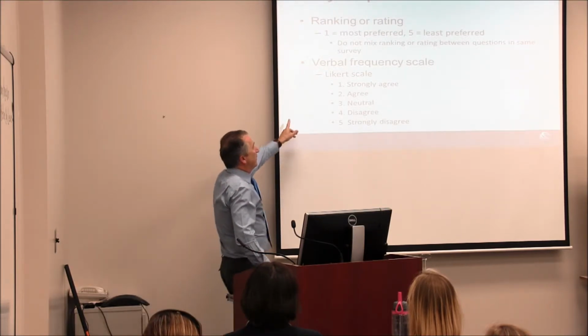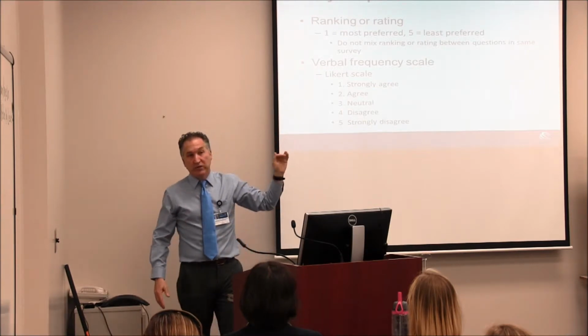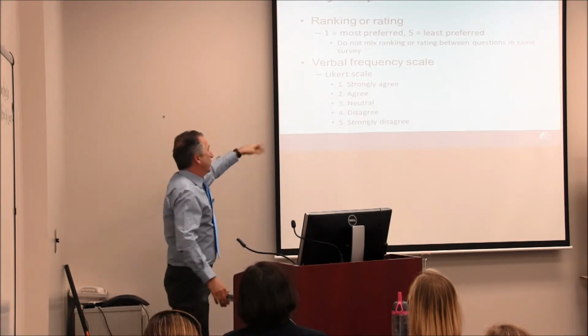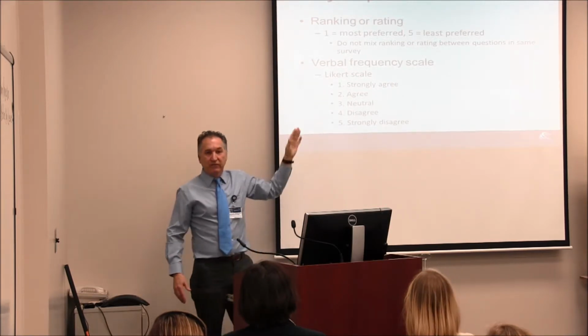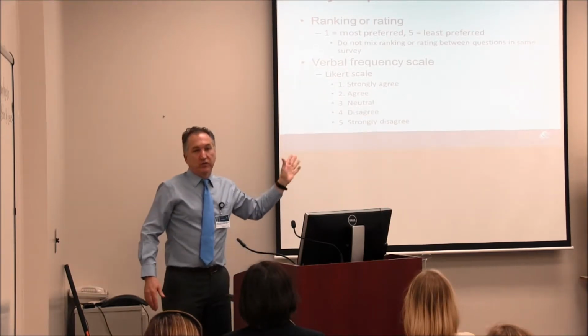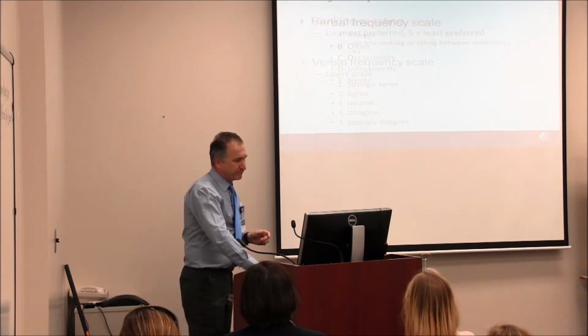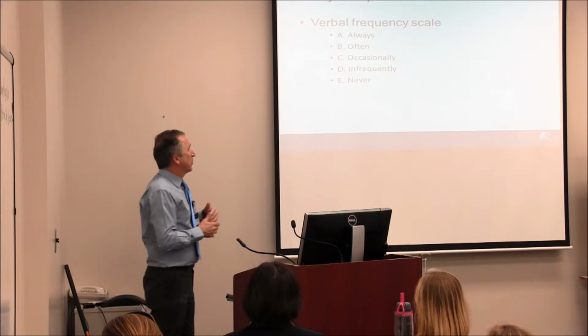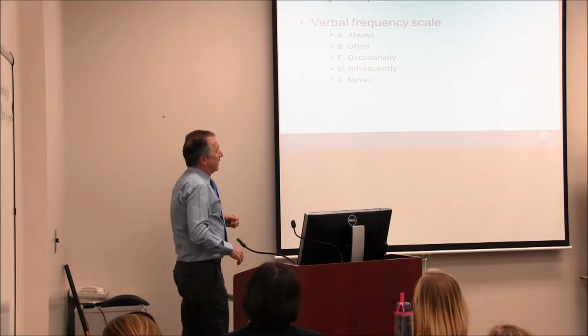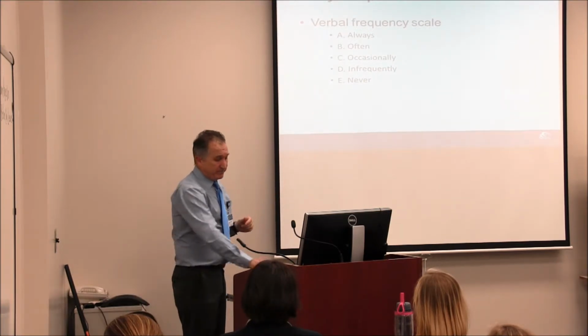Generally what you're going to see here is what's called a verbal frequency scale, a Likert scale where you have strongly agree, agree, neutral, disagree, strongly disagree. So that's very common. If you can actually use the Likert scale, please do. You can also use a variation of a verbal frequency score: always, often, occasionally, infrequently, or never.